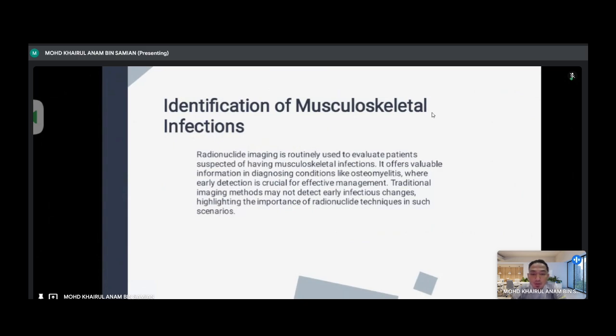Radionuclide imaging is routinely used to evaluate patients suspected of having musculoskeletal infections. It offers valuable information in diagnosing conditions like osteomyelitis, where early detection is crucial for effective management. Traditional imaging methods may not detect early infection changes, highlighting the importance of radionuclide techniques in such scenarios.